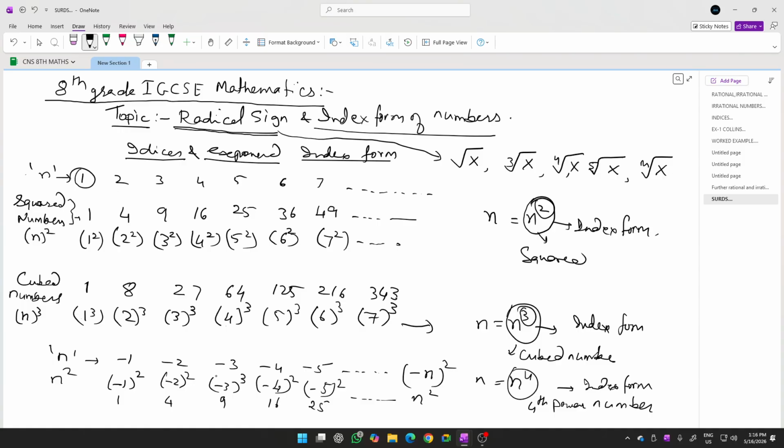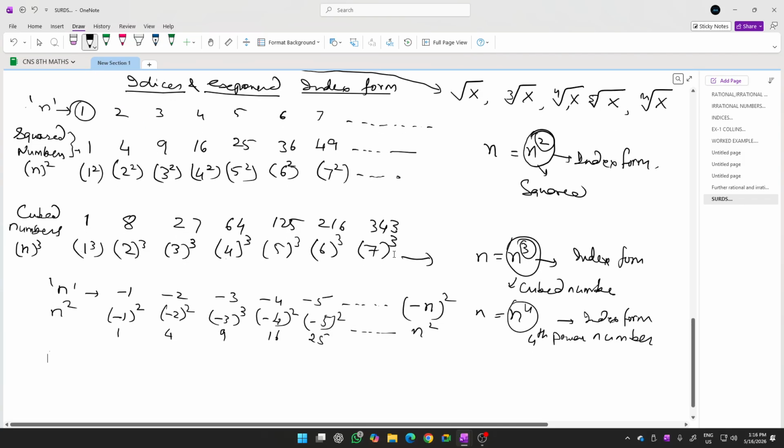So negative natural numbers also can be squared or it can be cubed. Okay. Got it? What will be n cube? These are square numbers of negative numbers, right? What will be n cube in this case? -1 cube will be -1 into -1 into -1. So you can write -1 raised to 3.